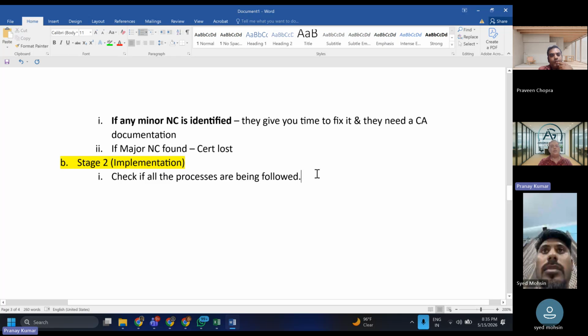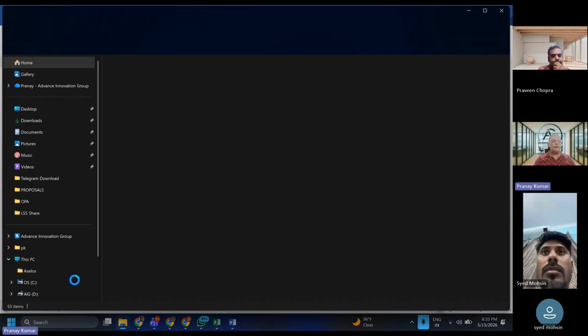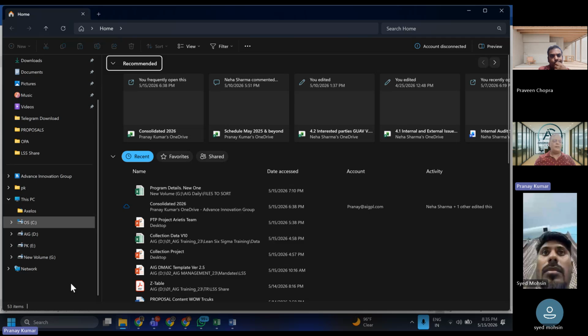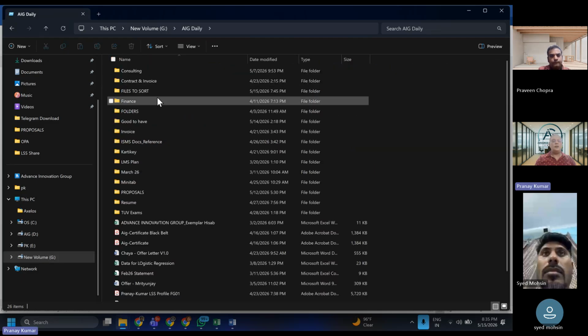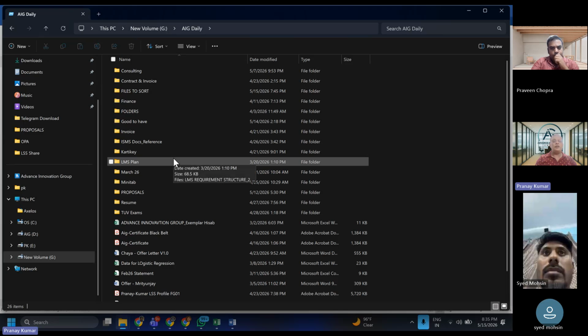Same for Stage 2 also. They will give you a list of what needs to be implemented, what evidence they found, and what evidence they did not find. If everything is in place, they will get your certificate issued, but it will never happen. These auditors will never give you certification in the first go. They will ensure that, and they will tell you very clearly that we don't have a choice, we will point out something or the other.